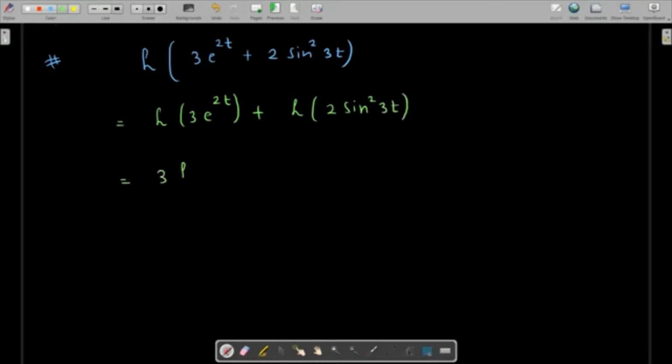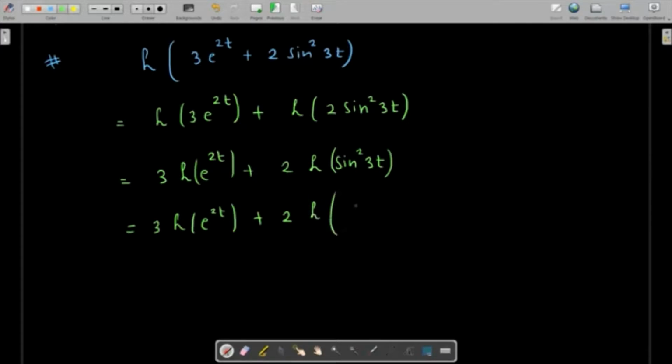3 is a constant, it comes out, so we have the Laplace transformation of e raised to 2t, and 2 is a constant, it comes out, so we have the Laplace transformation of sine squared 3t. We don't really have a formula for sine squared 3t. So what if we convert it into a trigonometric function without the square? We can do that because we know the double angle identity, that sine squared 3t is nothing but 1 minus cos 6t over 2.